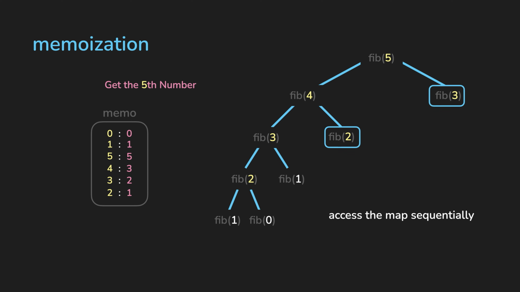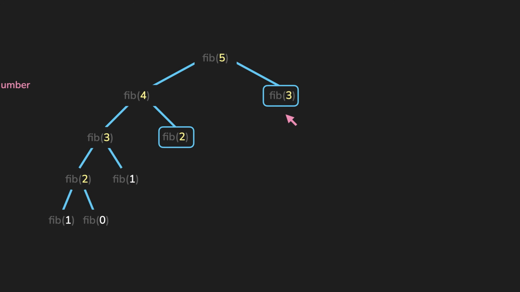But if you see how we get the stored values from the memo map, we are accessing the value sequentially. In other words, we first access from fib0, fib1, fib2, and so on. If we try to take advantage of that fact, we can come up with another approach that can save us some space. This is when the bottom-up approach comes in.